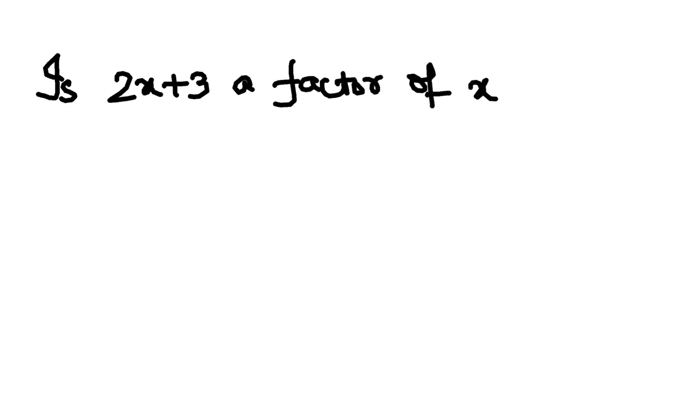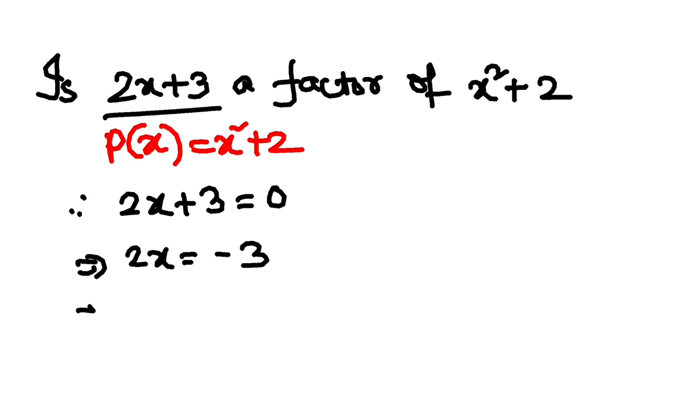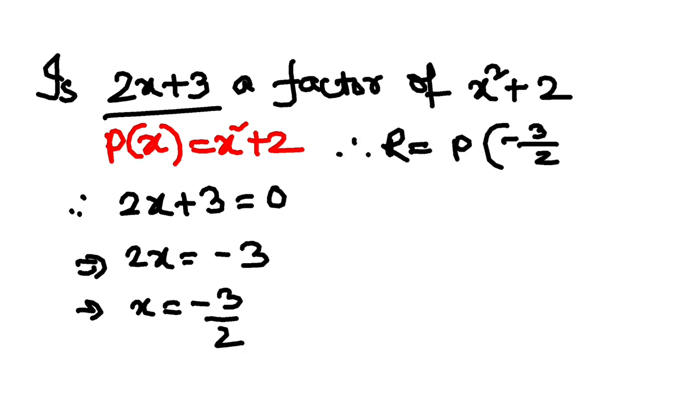Alright, let me take another question for your better understanding. Suppose the question is: is 2x plus 3 a factor of x square plus 2? So my p of x is x square plus 2, and I have to divide by 2x plus 3. So I have to find the zero of 2x plus 3. The zero of 2x plus 3 will be minus 3 by 2. So my remainder will be p of minus 3 by 2.